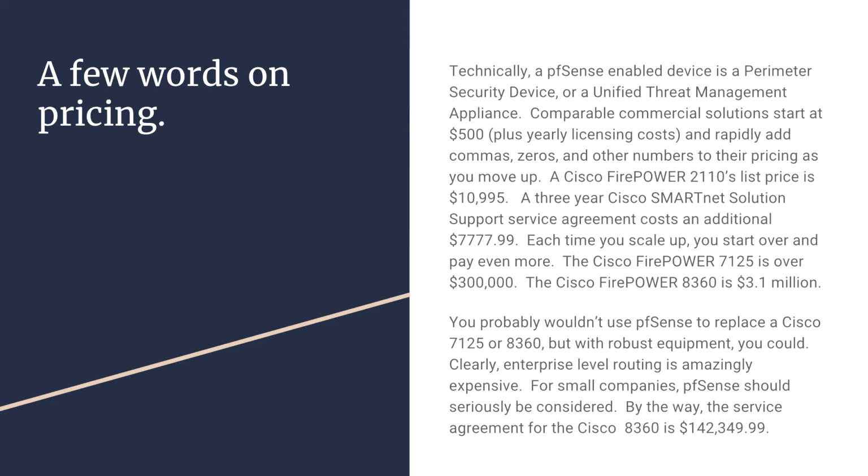Every time you scale up, you literally retire the old equipment and buy new. For example, if you went up the Cisco line, the Firepower 7125 is a $300,000 device, and right up there at the top, the 8360 is $3.1 million. Now, you probably wouldn't use a pfSense to replace the Cisco 7125 or 8360. But with robust equipment, you probably could. The biggest difference there is the actual equipment behind those high-end firewalls in the first place.